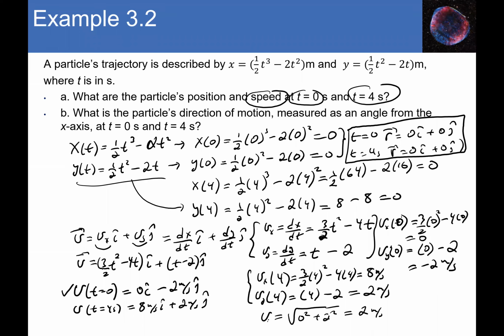So this is V initial, at t equals 0. And the same way I can do for V final, which is 4 seconds later. So this is the square root of 8 squared plus 2 squared, and that's going to give me 8.3 meters per second. So that's the speed at 0 and 4 seconds. We needed to find the position at 0 and 4, and then the speed at 0 and 4. And that's what we got.